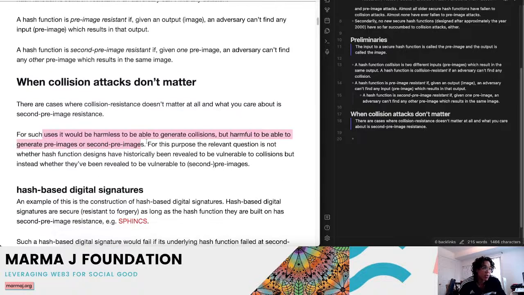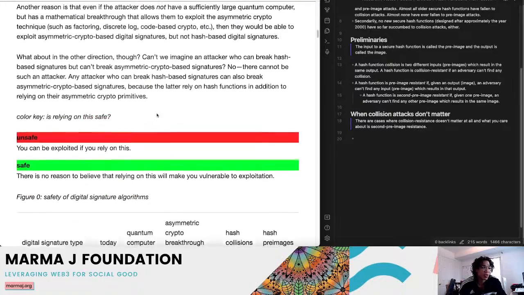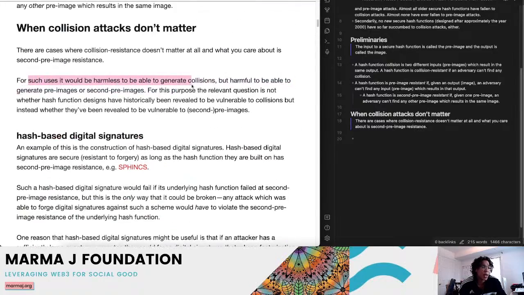For such uses, it would be harmless to... I'm just reading it now because I feel like the article is so short. But for such use cases, it would be harmless to be able to generate collisions, but harmful to be able to generate pre-images or second pre-images. Okay, so what we're saying is it doesn't matter if you can brute force this and find collisions, which are other pre-images that map to the same image. But what we're saying is you shouldn't be able to, given a pre-image, find another, which I guess makes sense because of course you're going to have a pre-image if you're the user, the inputter of the hash function. You shouldn't be able to put more. Yeah, anyways.